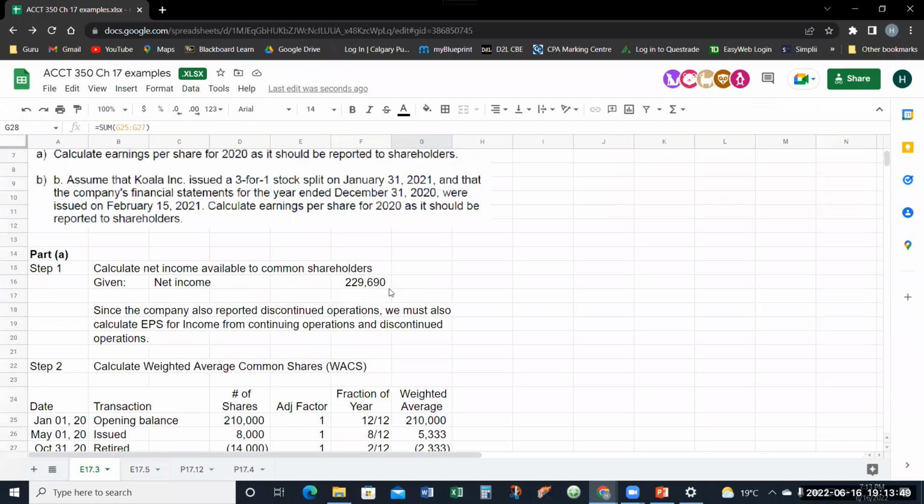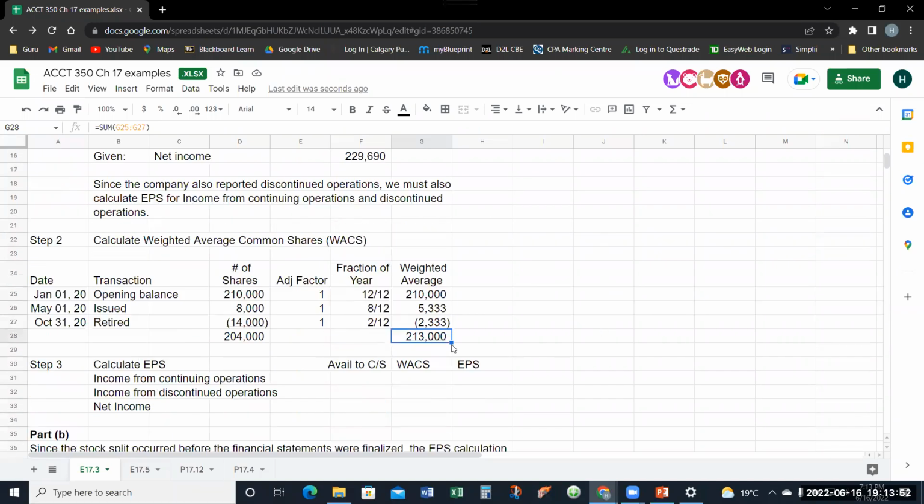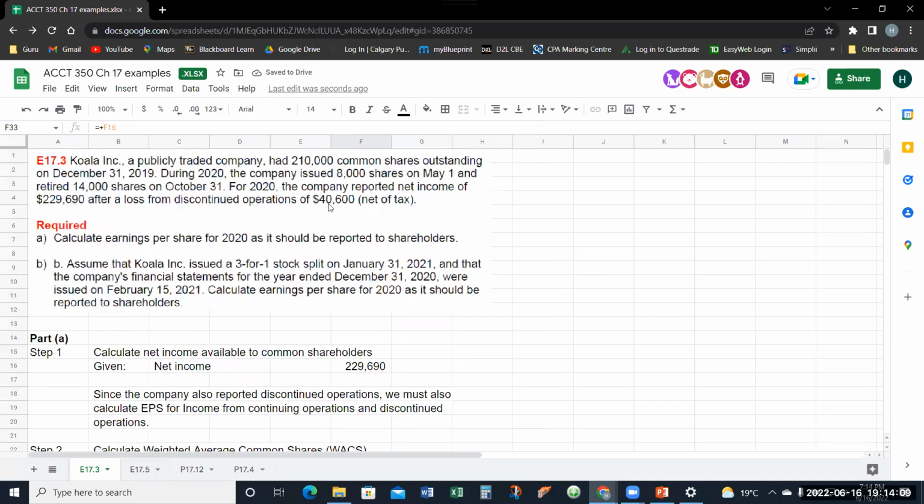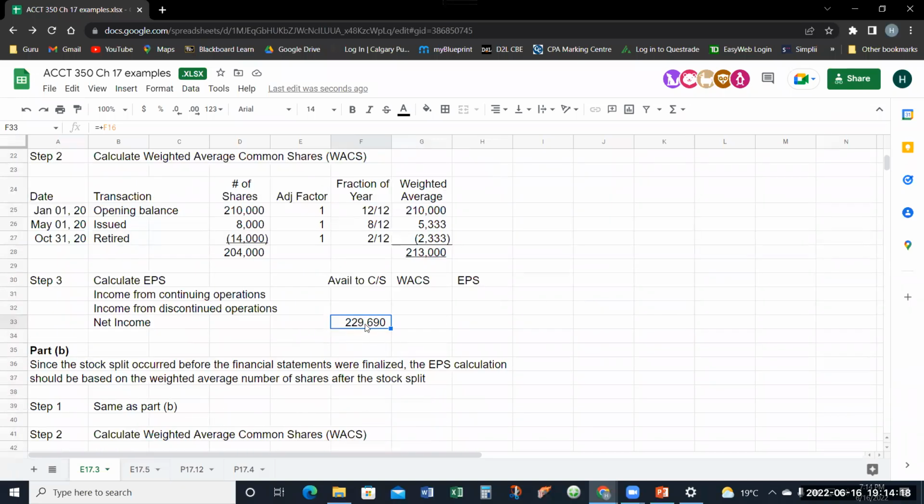So you calculate your net income available to common shareholders, then you calculate your weighted average common shares. The next thing with EPS is you divide the net income number by the weighted average number. Total net income, if you recall, is 229,690. But the company had a loss from discontinued operations of $40,600. So the 229,690 is an amount that we got after subtracting 40,600 of loss from discontinued operations.